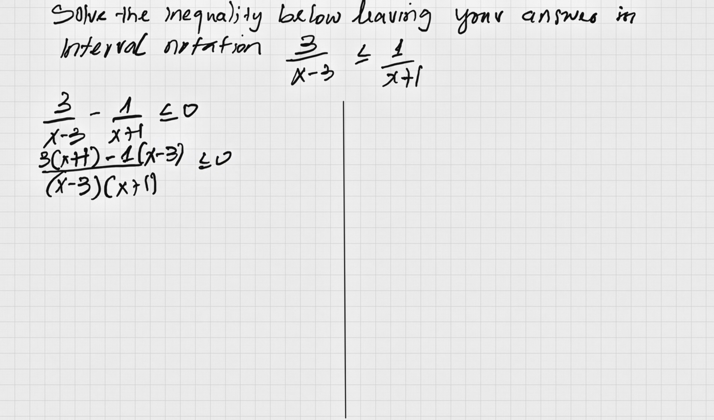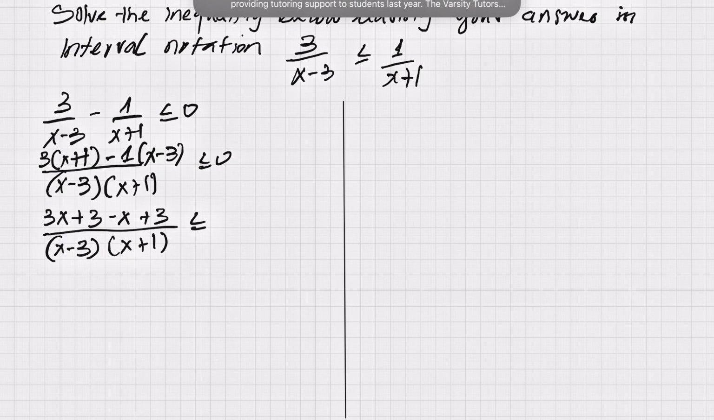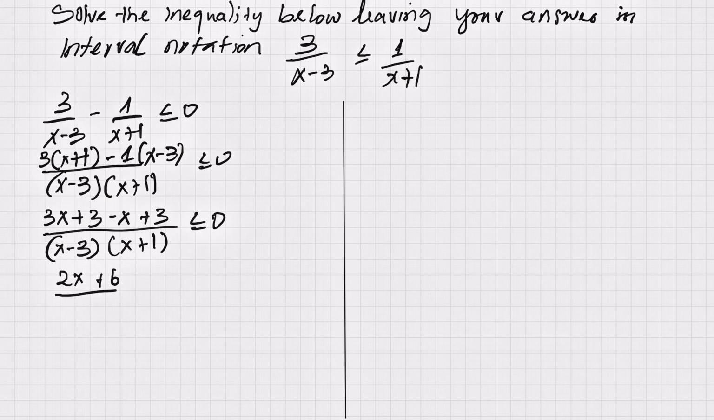All right, so now if we simplify the numerator, we are going to have 3x plus 3 minus x plus 3, all this divided by x minus 3, x plus 1, less than or equal to 0. Now 3x minus x is going to give us 2x, and 3 plus 3 is going to give us 6, all over x minus 3, x plus 1, less than or equal to 0.